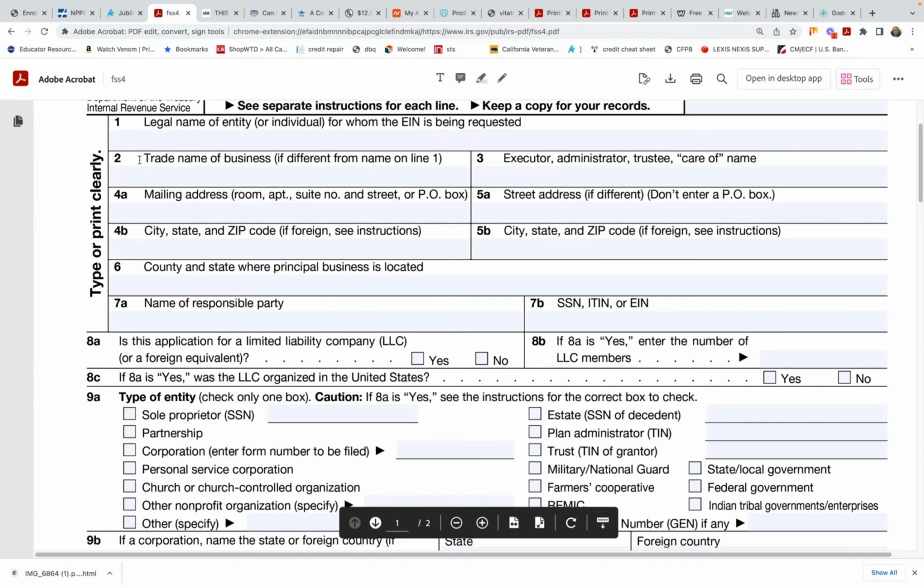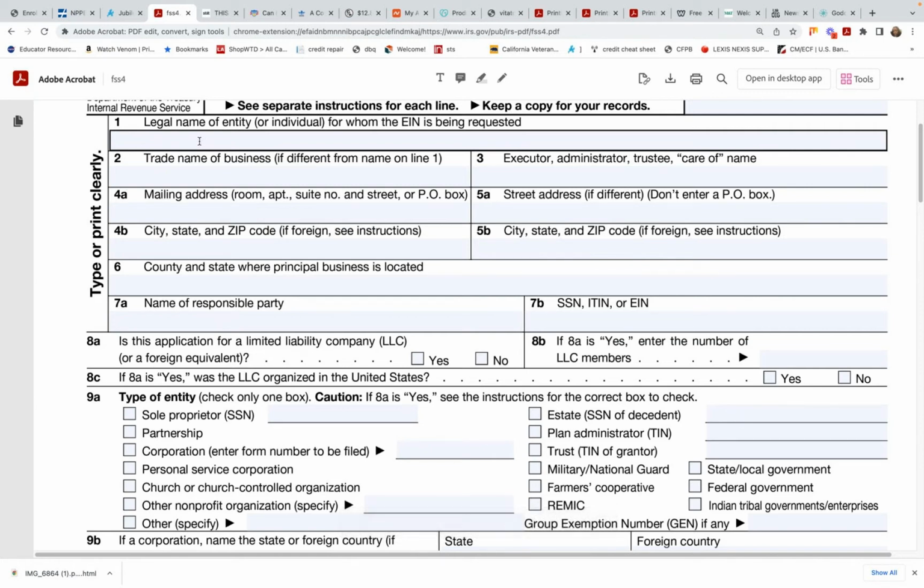Okay. Now, if you have not incorporated, you will simply be the individual and not the legal name of the entity. If you have incorporated, you have a corporation, an LLC, or you have a nonprofit, you would put the legal name, not the individual's name, on line 1.